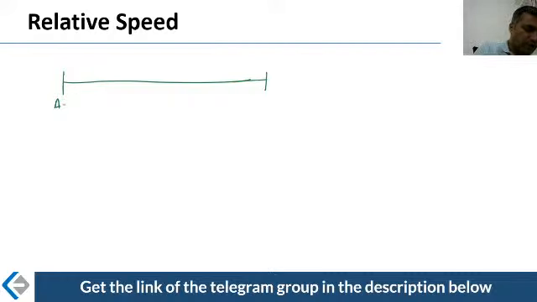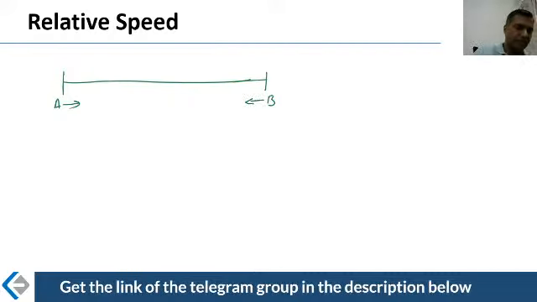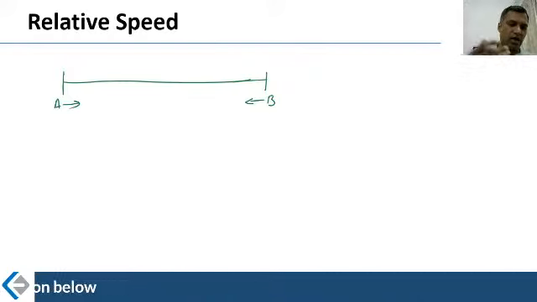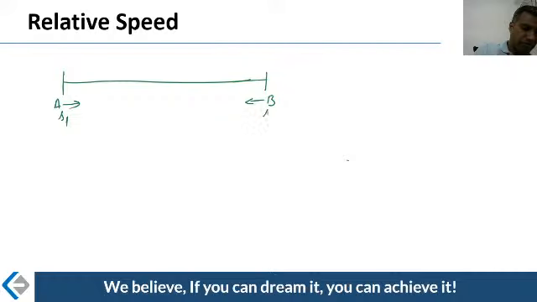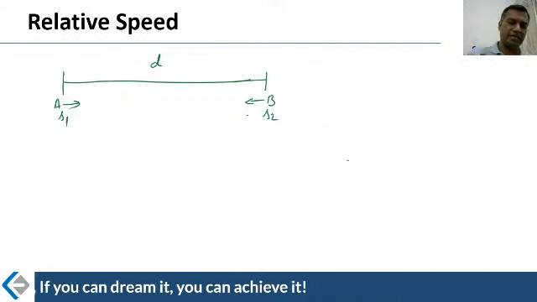Say that A is traveling in this direction. There is a person B who is traveling in this direction. Car A is traveling in one direction, car B in another direction. Let's assume the speed of car A is S1 and the speed of car B is S2. The distance between them is D, and they start simultaneously at the same time.